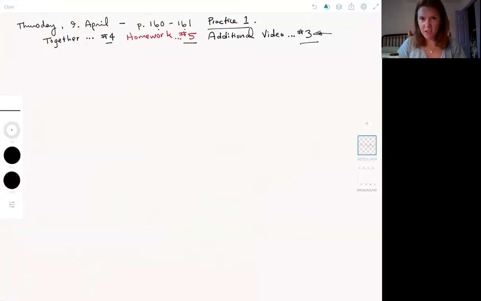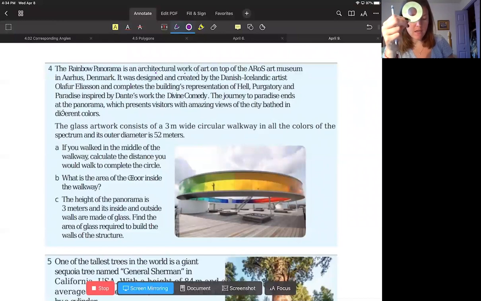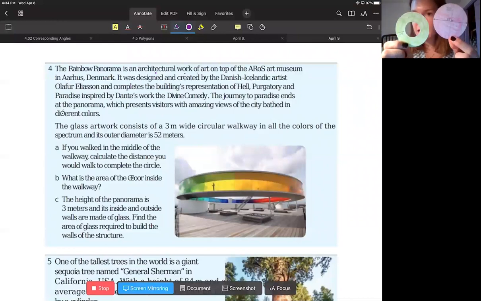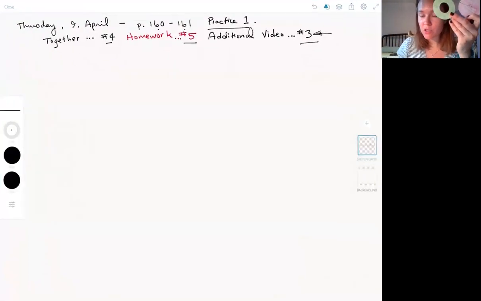And I've also cut out some little things. So it has a walkway. Oh, shoot. Let me go back. All right. So it has a 3-meter wide circular walkway in all the colors of the spectrum, and its outer diameter is 52 meters. So let's take a second and draw these pictures and record this information.